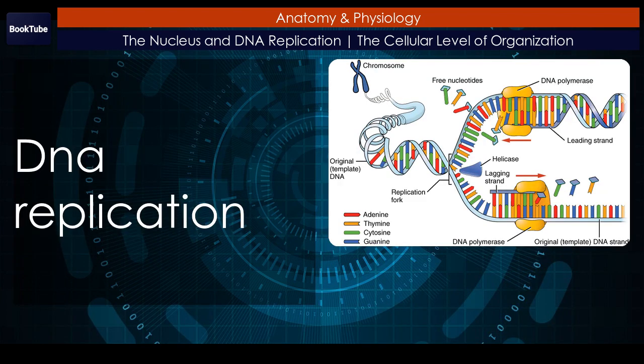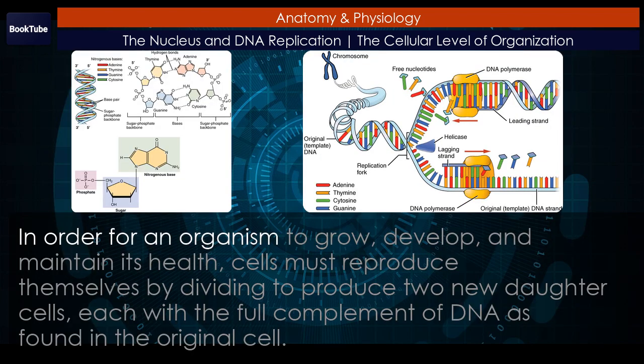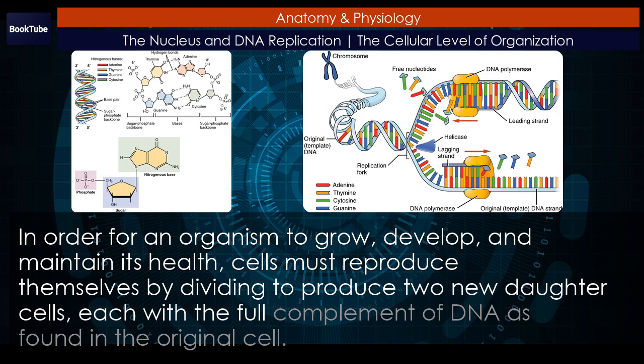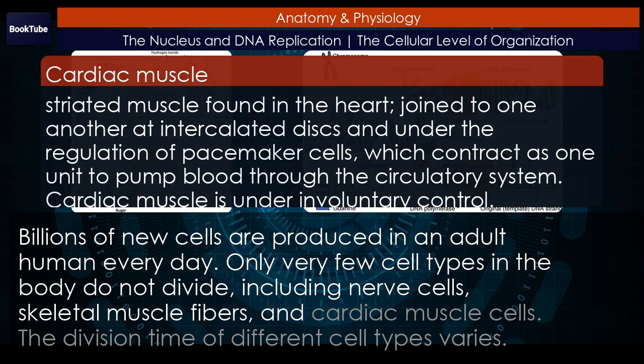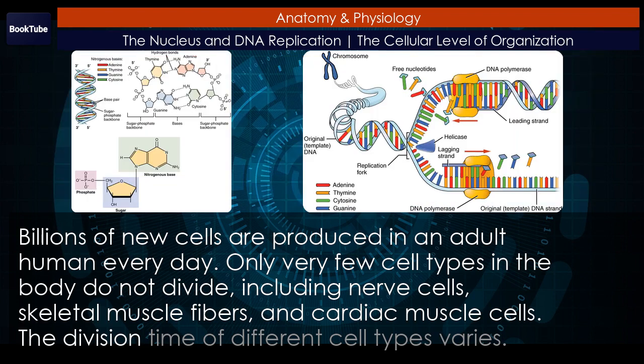DNA replication. In order for an organism to grow, develop, and maintain its health, cells must reproduce themselves by dividing to produce two new daughter cells, each with the full complement of DNA as found in the original cell. Billions of new cells are produced in an adult human every day. Only very few cell types in the body do not divide, including nerve cells, skeletal muscle fibers, and cardiac muscle cells. The division time of different cell types varies.